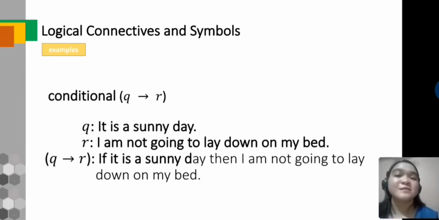Q implies R. Our Q is it is a sunny day and our R is I am not going to lay down on my bed. So now our Q implies R will be if it is a sunny day, then I am not going to lay down on my bed.